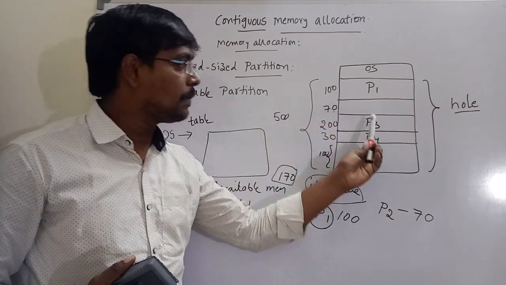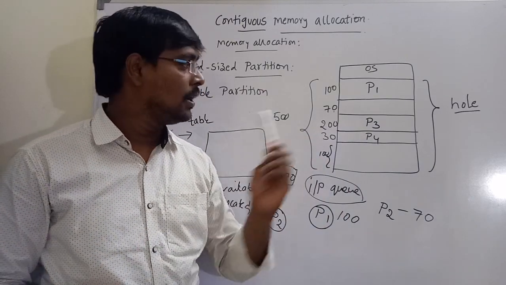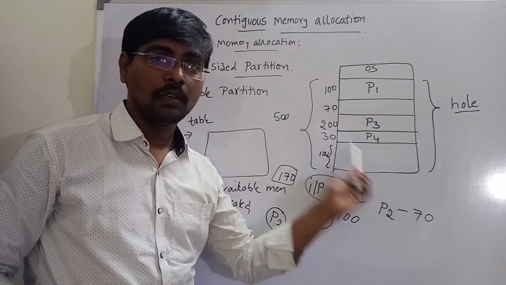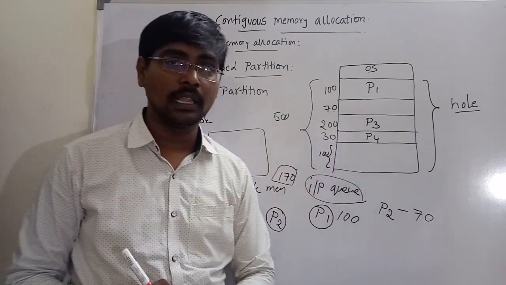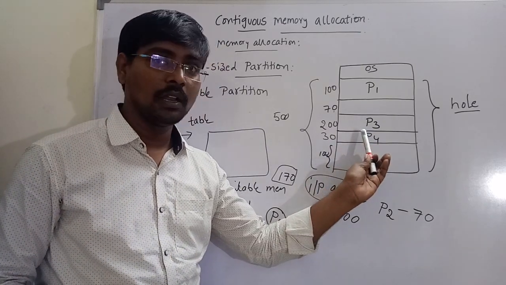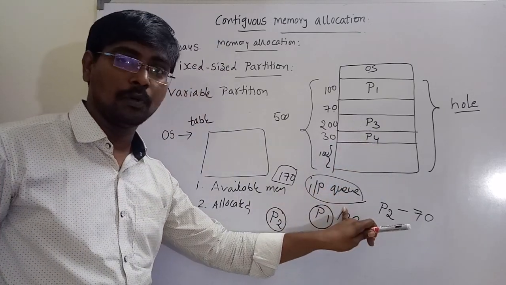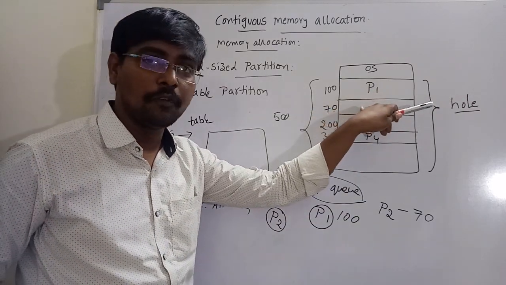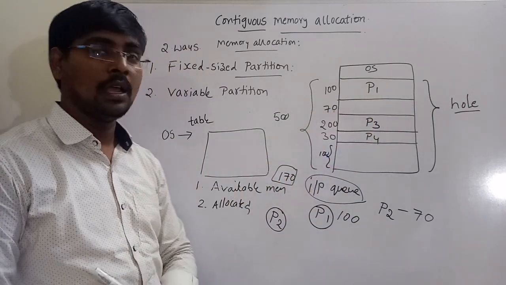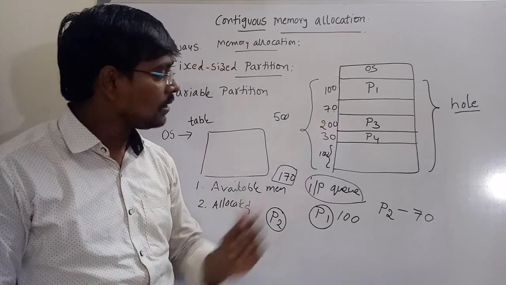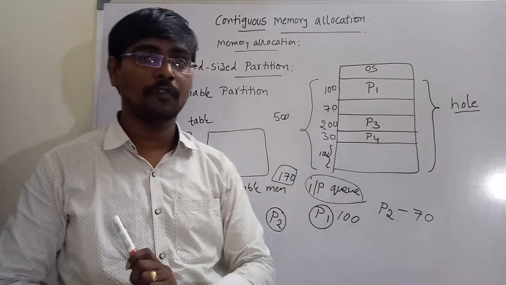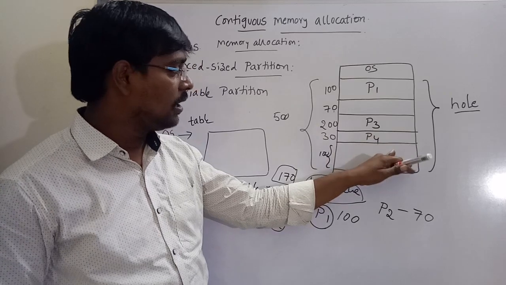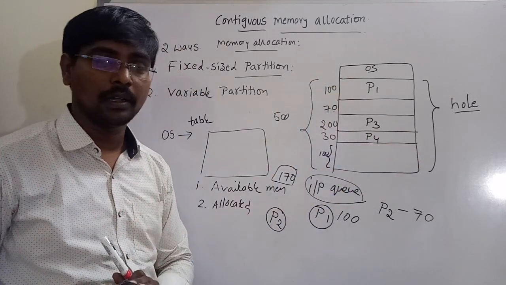Whenever a process enters into the system, it checks the memory. If it is available, allocate the memory. If it is not available, it simply waits in the input queue. Whenever a process terminates, its memory is freed, that is, it is added to available memory. Here we have a problem of fragmentation. At the end of this topic we will discuss fragmentation.